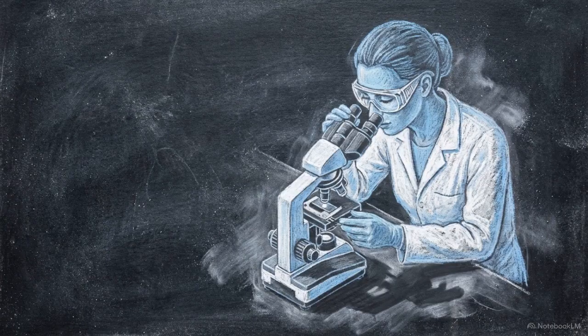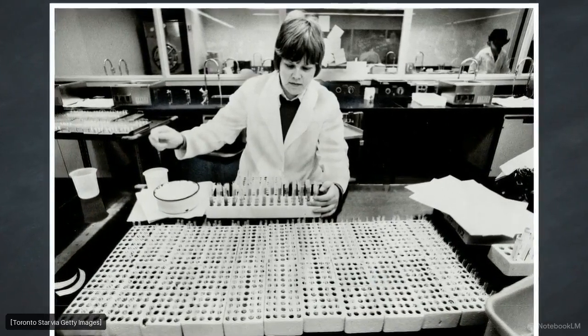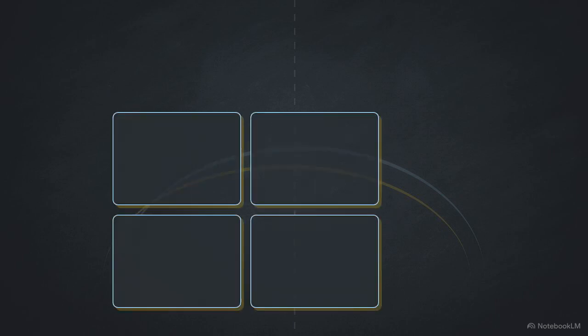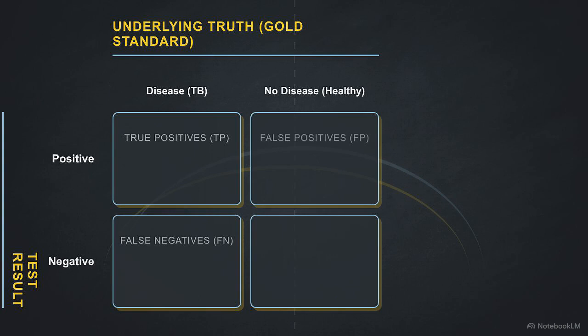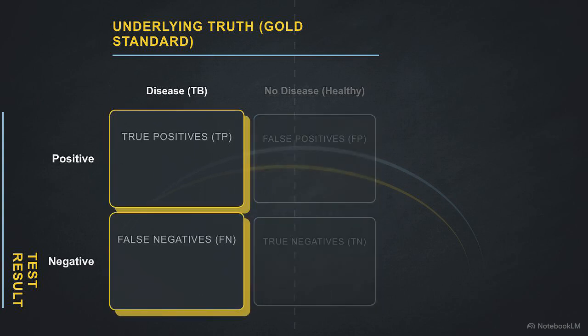To see how we actually measure these errors, we can look at a trial comparing a new diagnostic test for tuberculosis against a gold standard PCR test. This chart shows the results of that trial mapped onto a 2x2 grid. On the top, we have the underlying truth of who actually had the disease and who didn't. On the side, we have the test results. The data sorts neatly into our 4 categories: true positives, false negatives, false positives, and true negatives.